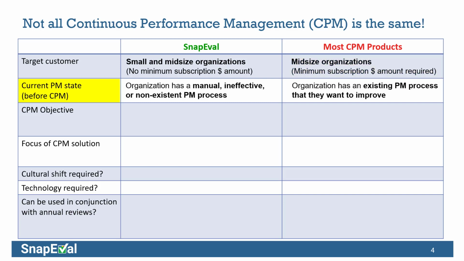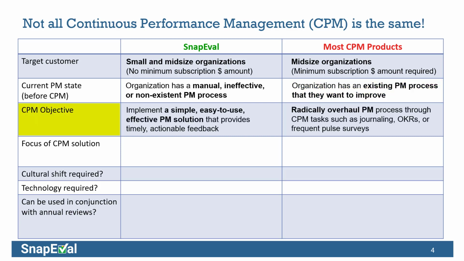The second thing is the state of performance management prior to implementing continuous performance management. With SnapEval, most of our customers had either a manual process or no process at all for performance management prior to implementing SnapEval. And SnapEval, because it's simple, is designed to help an organization at that state become proficient at continuous performance management. By contrast, most continuous performance management products are focused on taking an organization with an existing functional performance management process and taking it to a higher level.